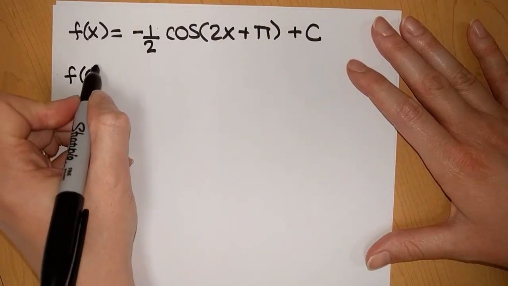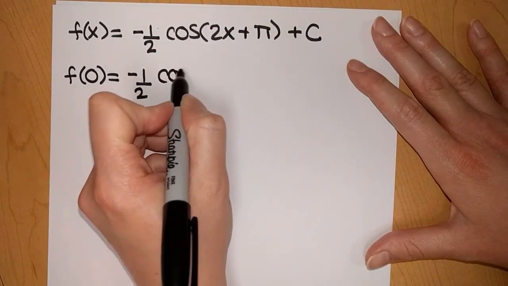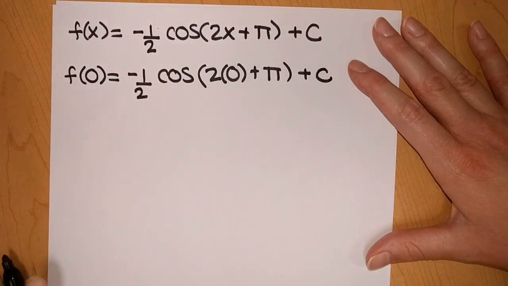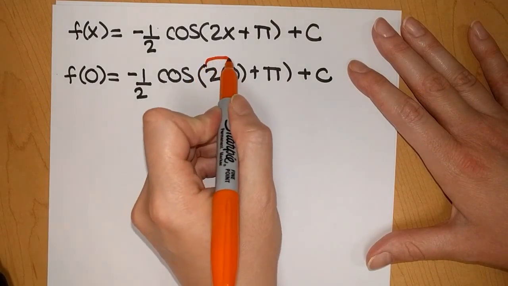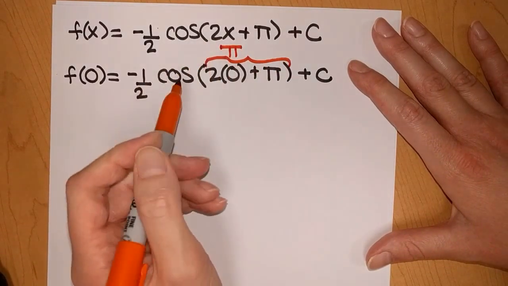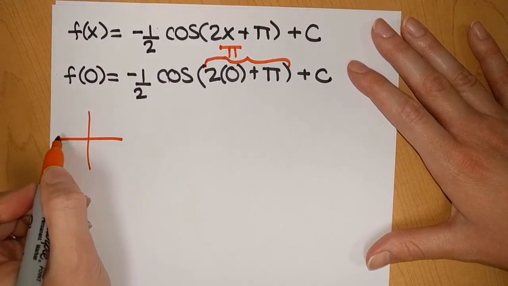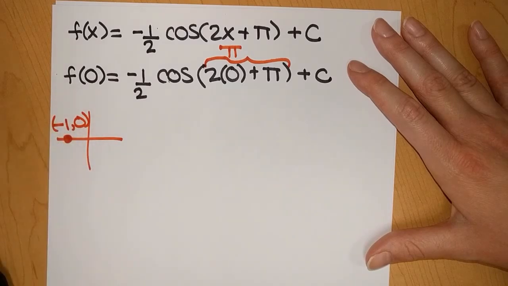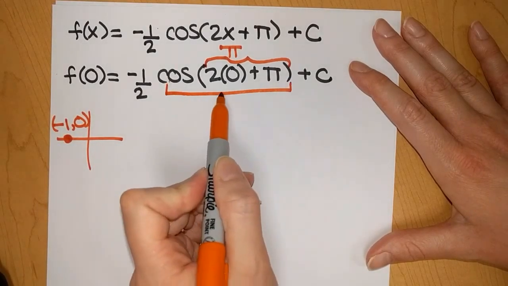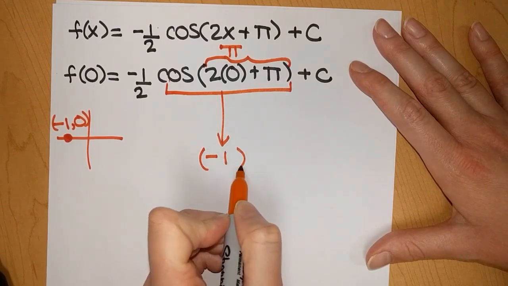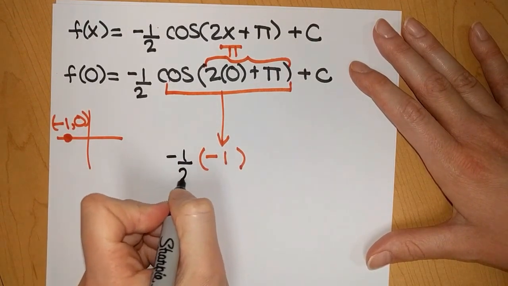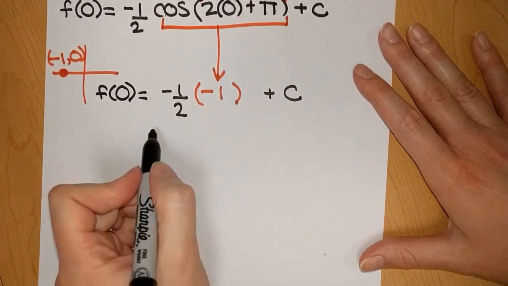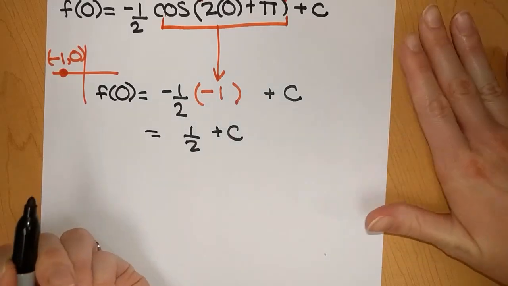If I plug in my 0, I'm going to have negative 1/2 cosine of 2 times 0 plus pi plus c. Now, of course, that is going to, in the parentheses here, collapse down to just pi. So I'm looking at cosine of pi. On the unit circle, we're over here, cosine of pi, and that will be a coordinate of negative 1, 0. So all of this cosine of pi is going to collapse down to negative 1. And then we still have the negative 1/2, and the plus c is equal to f of 0. So this, of course, gives us positive 1/2 plus c on the right-hand side.